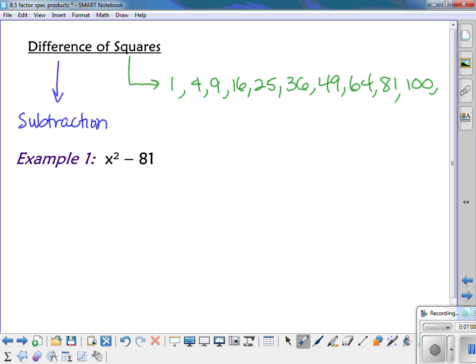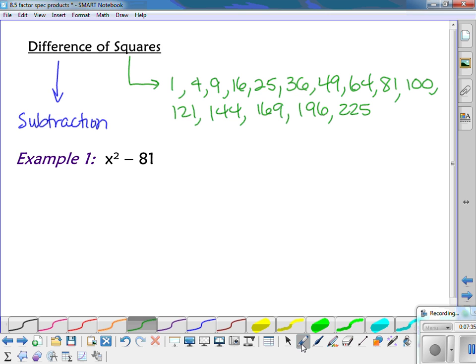Okay. How about 121? That's 11 squared. What's 12 squared? 144. 13 squared? 169. Good job. 14 squared? 196. How about 15 squared? 225. Yeah.